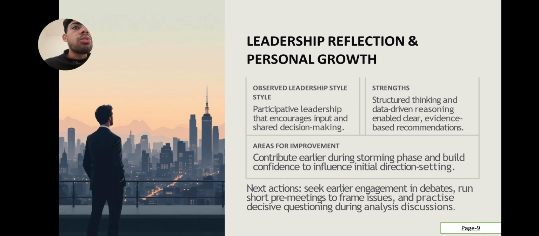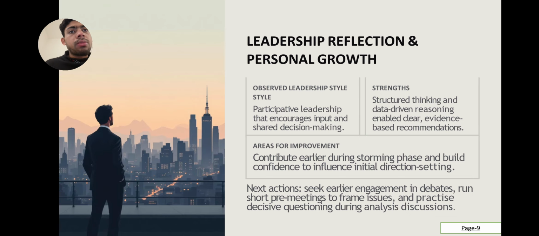My group followed a participative leadership style, where everyone contributed ideas. One thing I learned is that I should contribute earlier, when discussion begins. I think engaging sooner can help to shape direction and improve decision making. Personally, I feel I also plan to speak up earlier, which will help frame discussion and also ask clearer questions during teamwork.